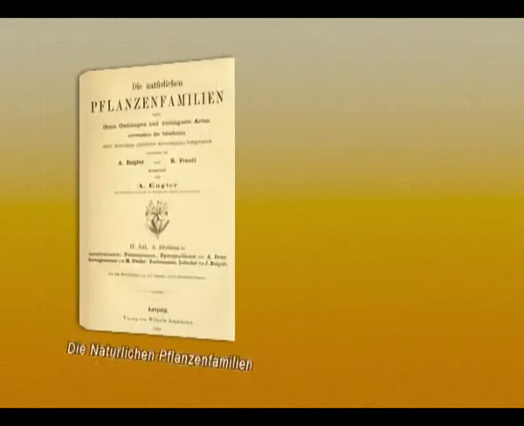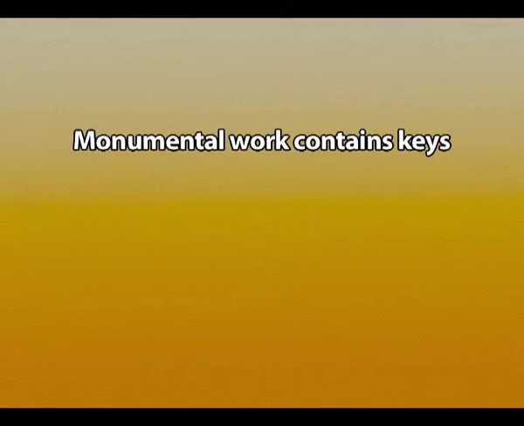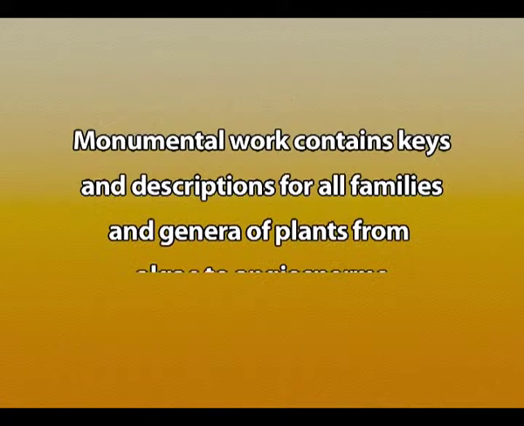Then we have a publication by Engler and Prantl, what is known as Die Natürlichen Pflanzenfamilien. It ran into about 23 volumes and was published from the year 1887 to 1915. This monumental work contains keys, descriptions for all the families and genera of plants from algae to angiosperms. It was basically written in German language, wherein we have well illustrations and contains extensive literature citations.